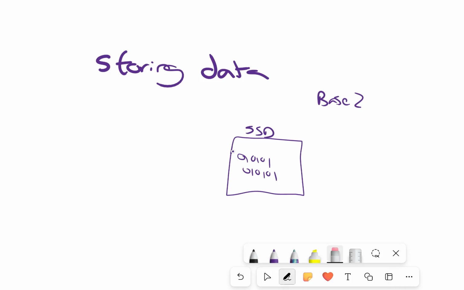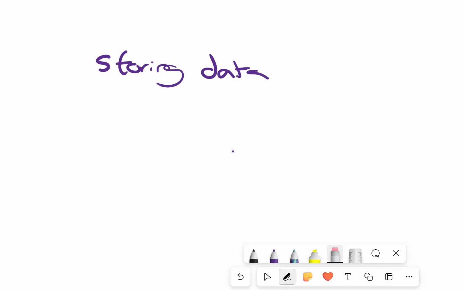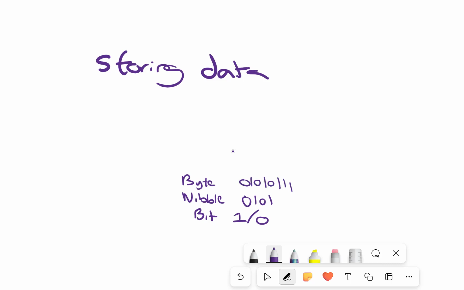Now, the smallest amount of memory is going to be a bit, which would be like one binary number. Then you've got a nibble, which is 4 binary numbers, or should we say 4 bits? So 4 bits make a nibble. You then have a byte, which is 8 bits. 1, 2, 3, 4, 5, 6, 7, 8.